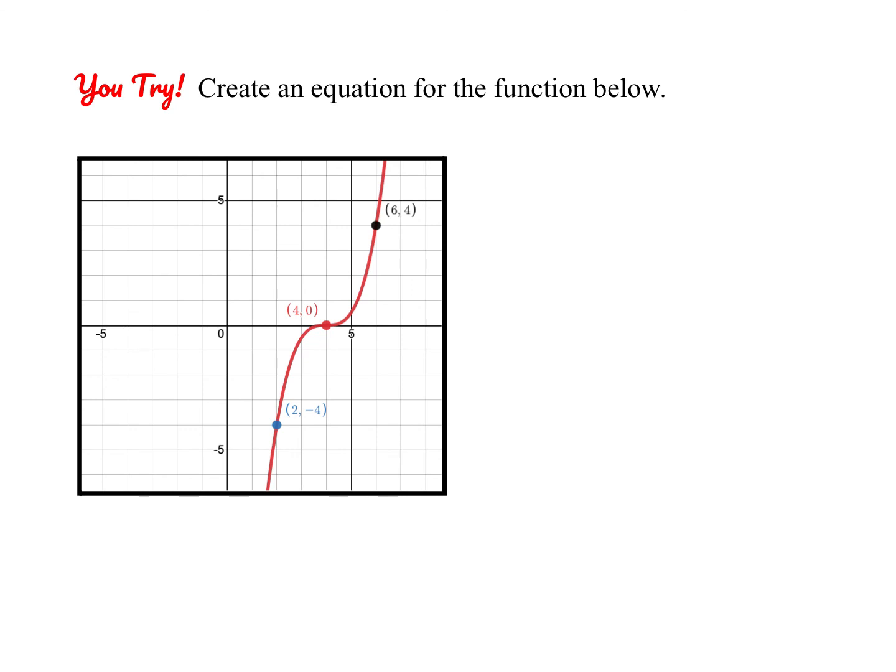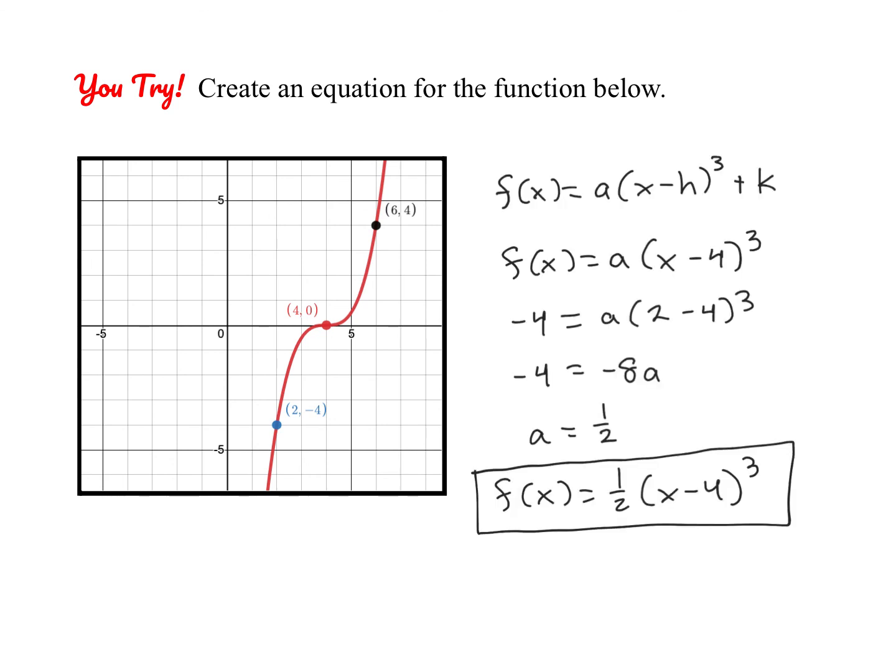All right, go ahead and pause the video and give this last one a try, and we'll check your answers in just a few moments. All right, go ahead and check your work here. Be careful when you're finding that a value, like in this step. 2 minus 4 is negative 2, and negative 2 cubed is negative 8. So be careful with that negative. Our a value ends up being positive 1/2, so we get this as our function.